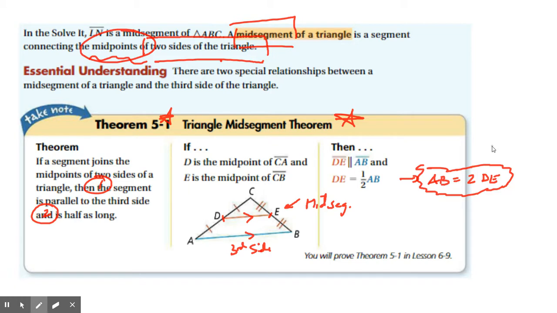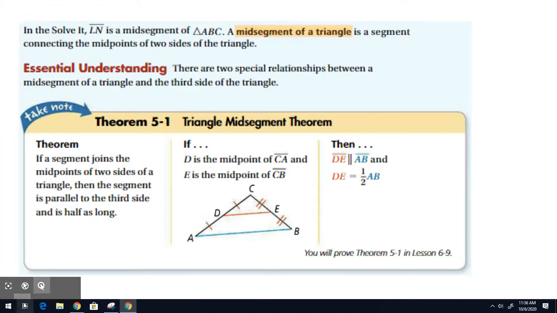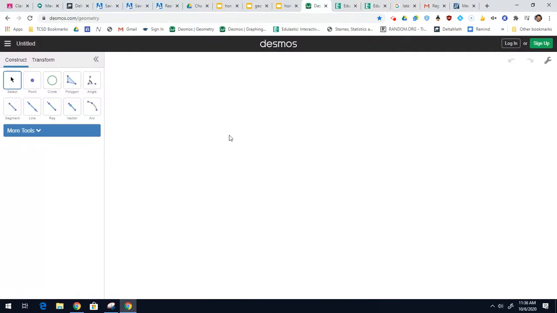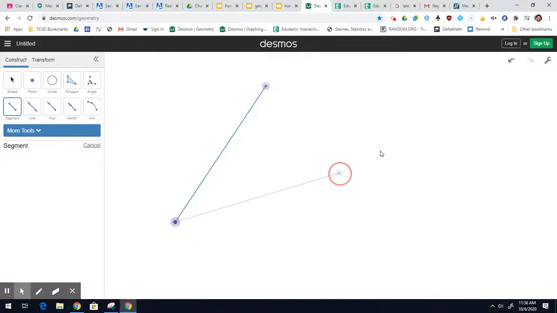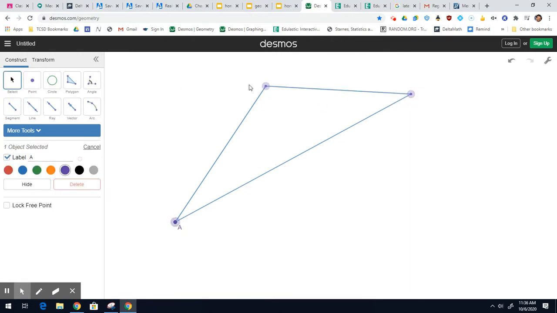So to illustrate this idea, let's go into Desmos geometry and talk about this theorem. Okay, I'm just going to draw any triangle, using segments. It doesn't matter what it looks like; any triangle will do. I'll do this funky looking triangle, and let's call it triangle ABC, just to make it easy.